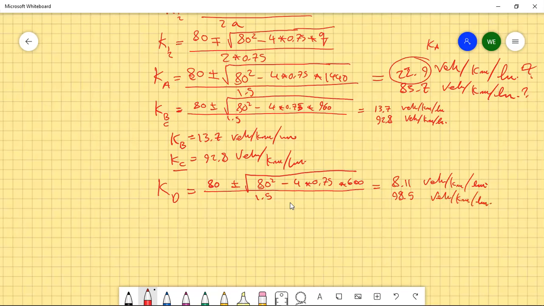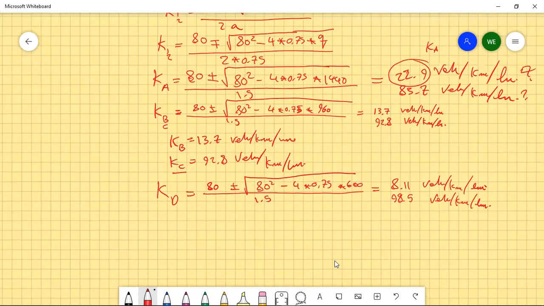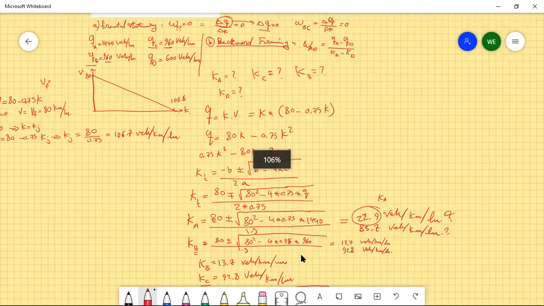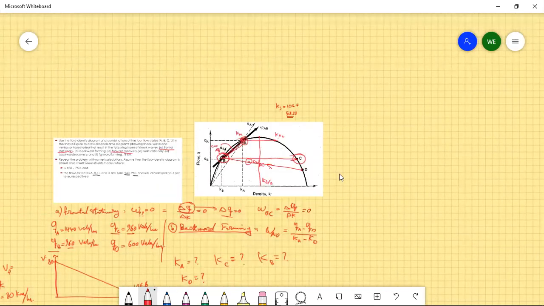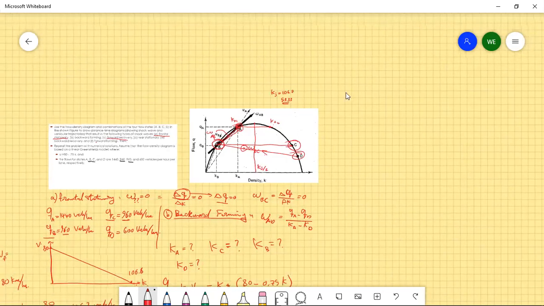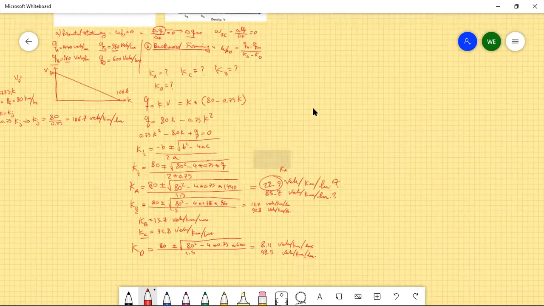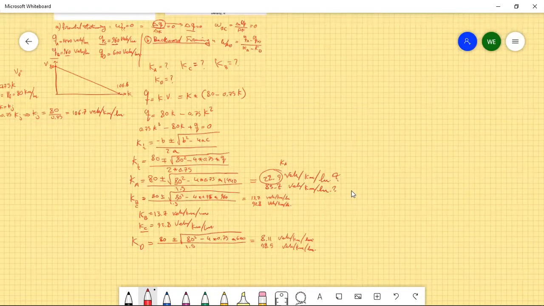Excellent. Now let's look at the graph here and say, which one shall we take? Out of these values, shall we take this one or we take this one? I'm waiting for an answer.